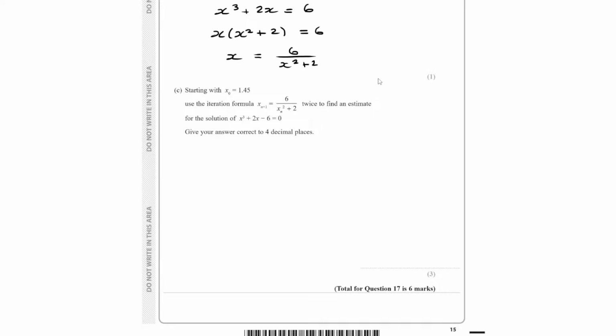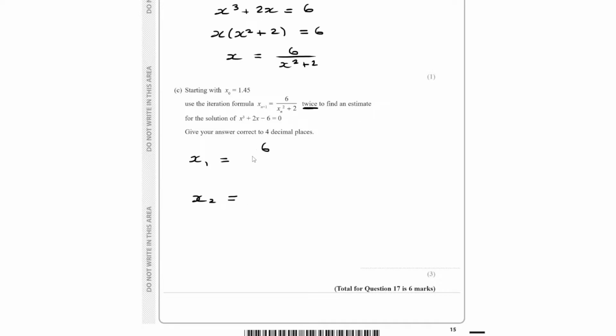Now you just have to memorize what to do in your calculator. Obviously the formula is different every time, but the logic is the same. We need to use this formula twice. I feel like normally it's 3 times, so just double check how many times they want you to do it. Twice to find an estimate for the solution of that equation. So they've said start with x0, so I need to work out x1, because that's the next one, isn't it? And then x2. See how that's twice? I need to know those 2 values.